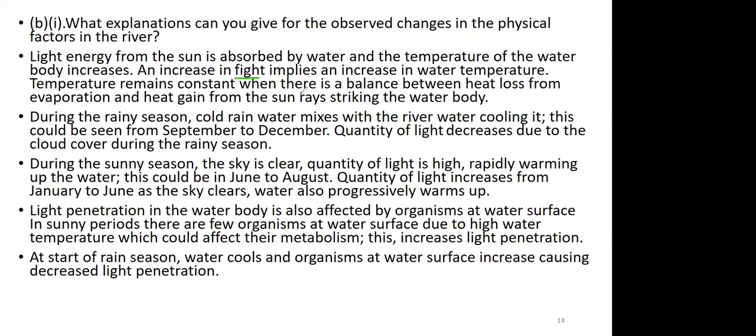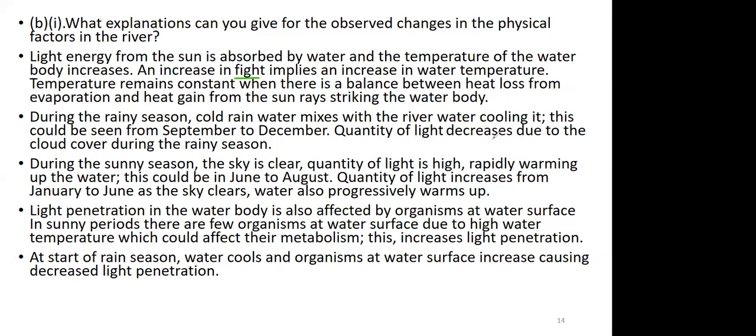So the temperature remains constant when there is a balance between heat loss by evaporation and heat gain from the sun rays striking the water body. So that's why we see the temperatures not changing. But during the rainy season, the cold water mixes with the river water, cooling it. And this can be seen from about September to December.